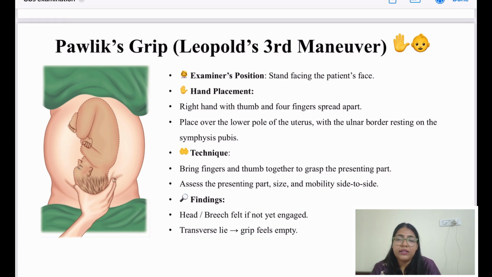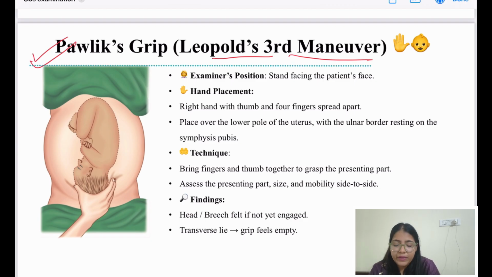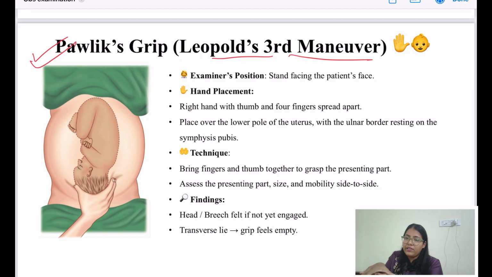Similarly, you do lateral grips on both sides. You stabilize one side with one hand and then palpate the other side also. Then comes the Leopold's third maneuver, Pawlik's grip. Similarly, you stand on the right side of the patient facing the mother's face, and then you place the ulnar border of your right hand over the pubic symphysis. So suppose this is the pubic symphysis, you place the ulnar border of your right hand here, and then you spread your hand like this, thumb on one side and the fingers on the other side, and then you just go and grab the part lying on the pelvis.